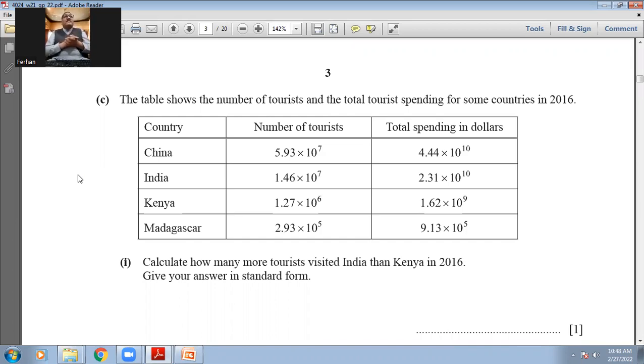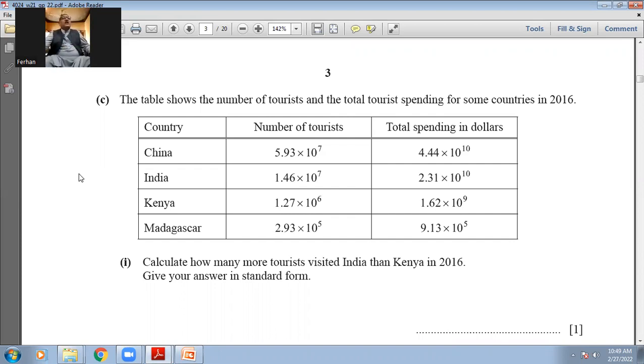So here the countries' names are given. For example, they have written China. The number of tourists is given, and the total spending in dollars is given. India, the total tourists that visited that place is given, and then how much money is spent there. Kenya is given, the number of tourists who came there, and the total spending in dollars. Madagascar is given, the name of the country, and the number of tourists who came there, and the total spending in dollars is given.